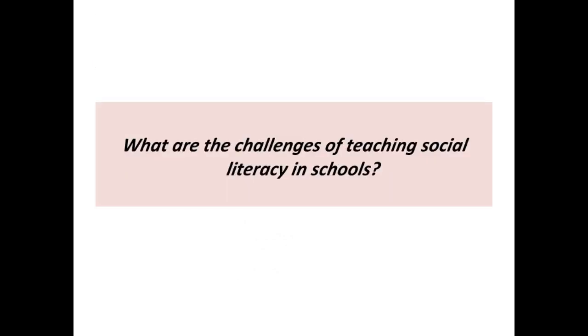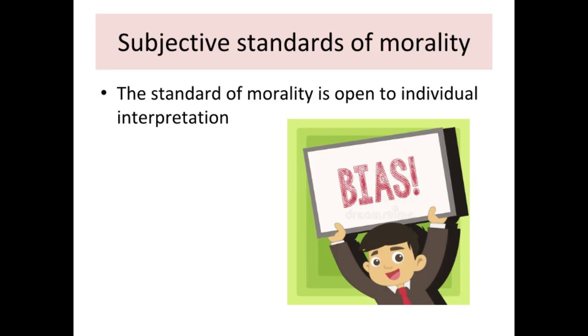Teaching social literacy in schools is not easy. It is because of two reasons: the subjective standards of morality and the inherent human capacity to judge and make excuses. What do these mean? The natural outcome of postmodern philosophies is that truth and morality are considered subjective and open to individual interpretation. This can be seen in the current culture, where actions and behavioral patterns that were once considered bad have now become acceptable, so much so that many now consider them to be even good.